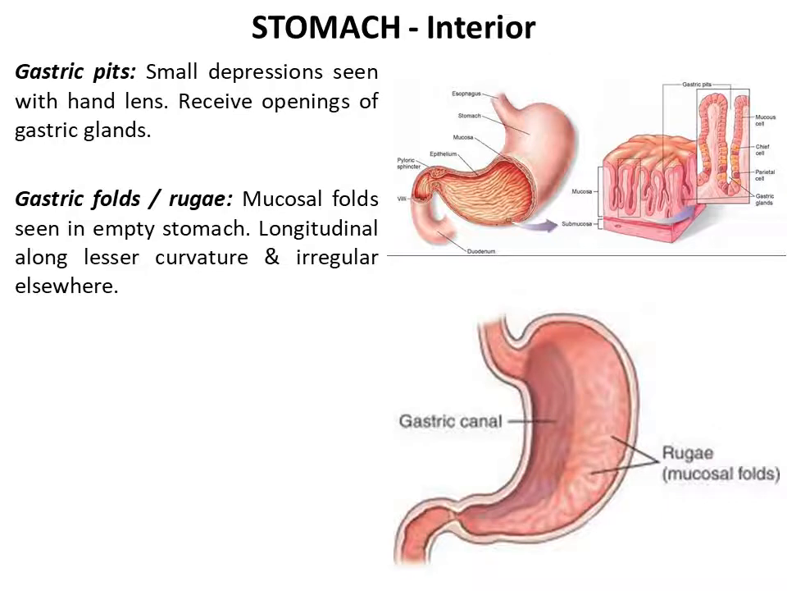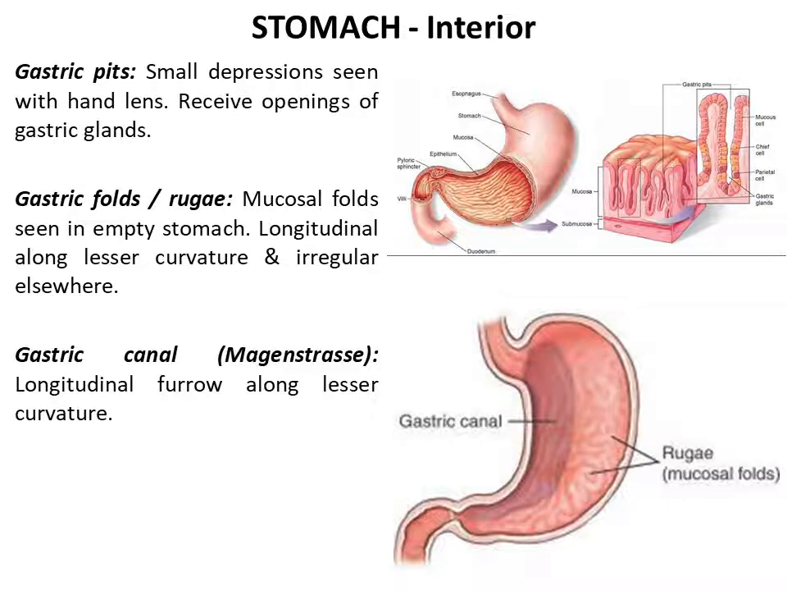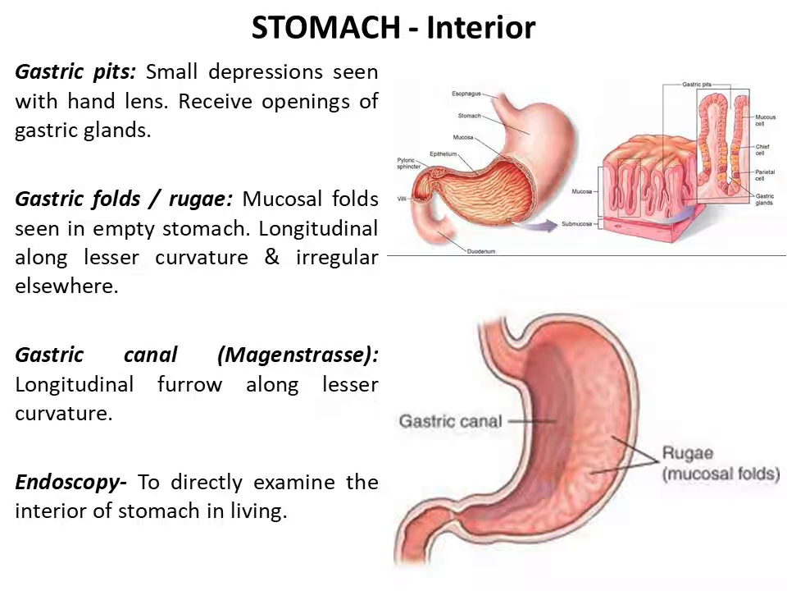The gastric canal, also known as Magenstrasse, is a longitudinal furrow which is formed along the lesser curvature during swallowing. It is due to the longitudinal rugae in this area. This allows rapid passage of swallowed liquids along the lesser curvature. Endoscopy. It is a procedure wherein a scope is used to directly examine the interior of the stomach in living.